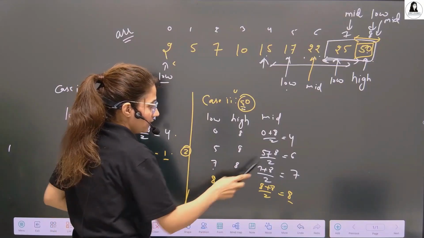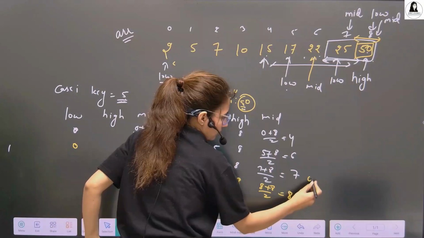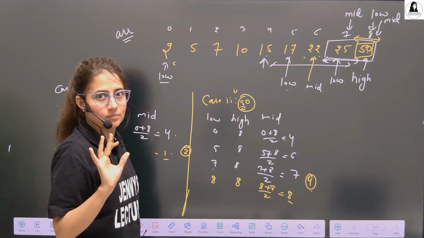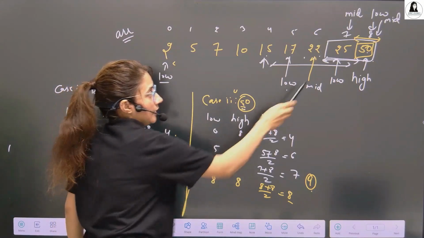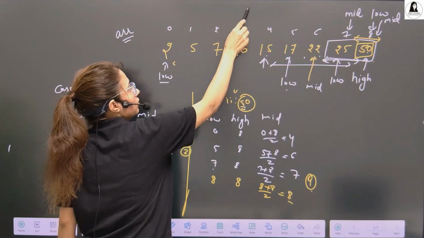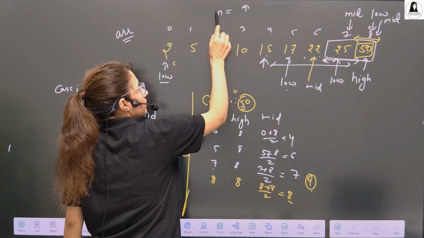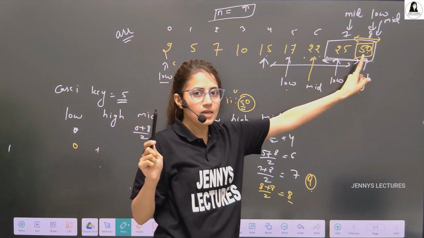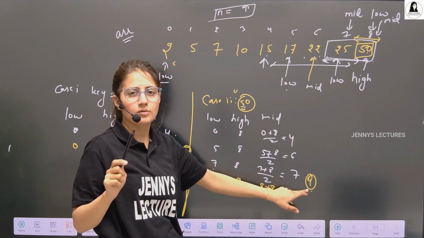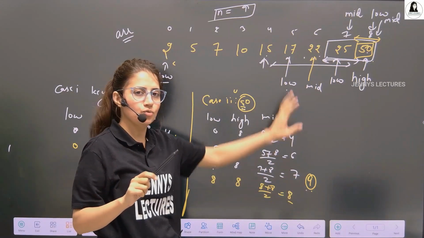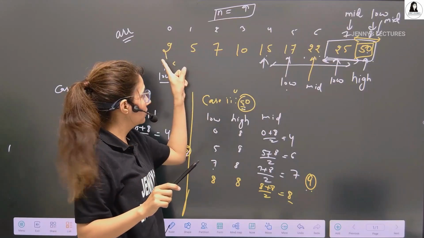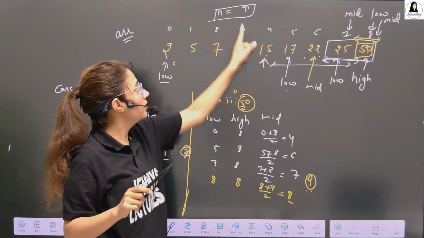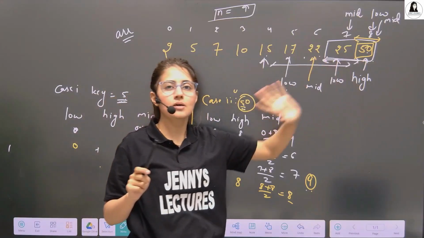So how many comparisons? 1, 2, 3, 4. In just 4 comparisons, you got your answer, right? Here we have 50. How many elements? Total 9 elements. N is equal to 9. Even if n is 9, and the element is at the last, within 4 comparisons you got your answer. But if you go for linear search, how many comparisons would there be? 9 comparisons, because the element is in the last.